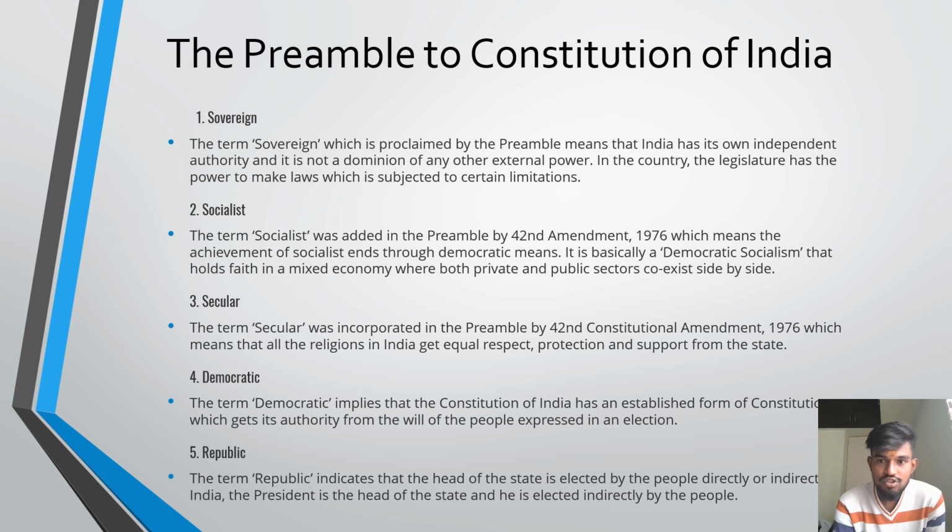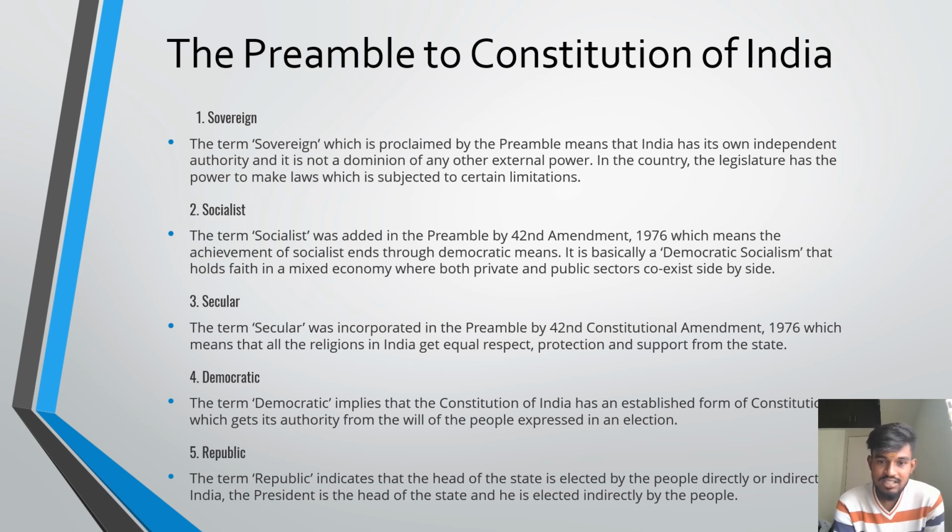The Preamble of the Constitution of India. Sovereign. The term sovereign, which is proclaimed by the Preamble, means that India has its own independent authority and is not a dominion of any other external power. In the other country, the legislature has power to make laws which is subject to certain limitations. Socialist. The term socialist was added in the Preamble by the 42nd Amendment in 1976, which means the achievement of socialist ends through democratic means. It is basically a democratic socialism that holds faith in a mixed economy where both private and public sectors coexist side by side.